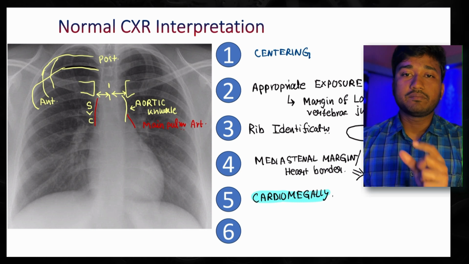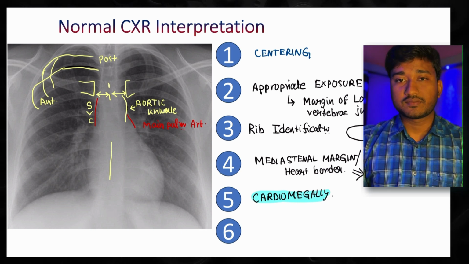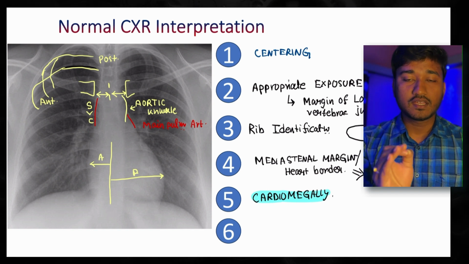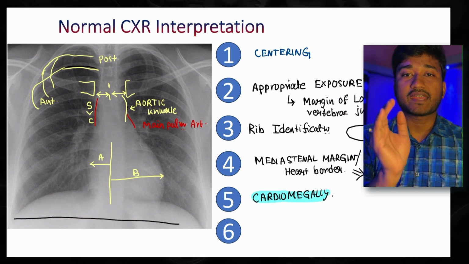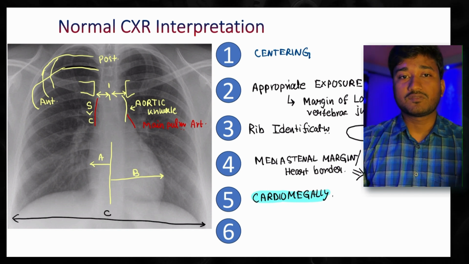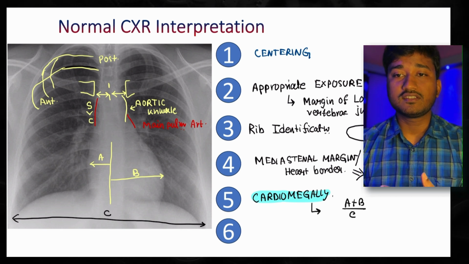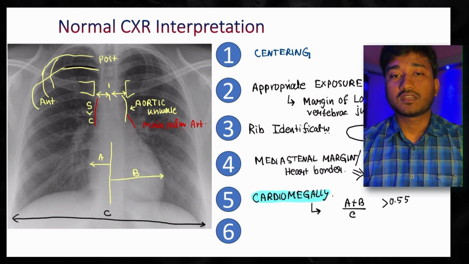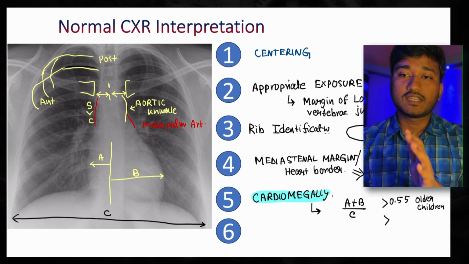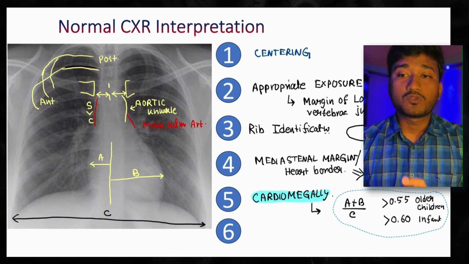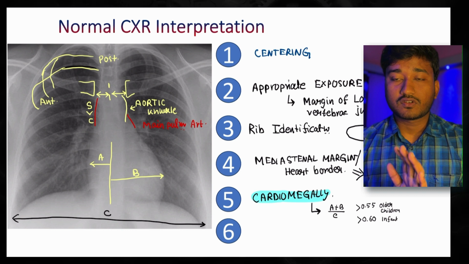In the vertebra, there are spinous processes. Please draw an imaginary line through the spinous process. From it, A represents the maximum portion of the heart present on the right side, B on the left side, and C is the maximum thoracic diameter. So what is it? A plus B by C. If it is more than 0.55, it is called cardiomegaly.